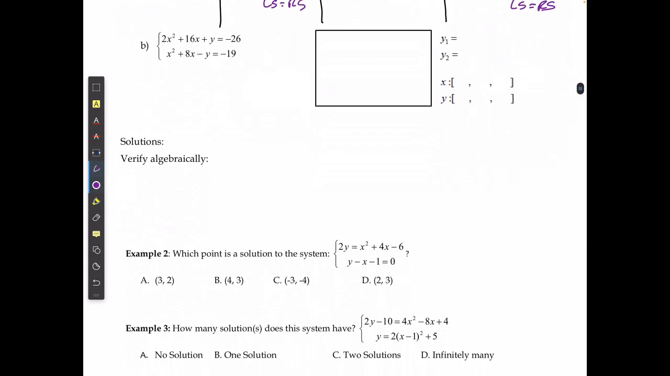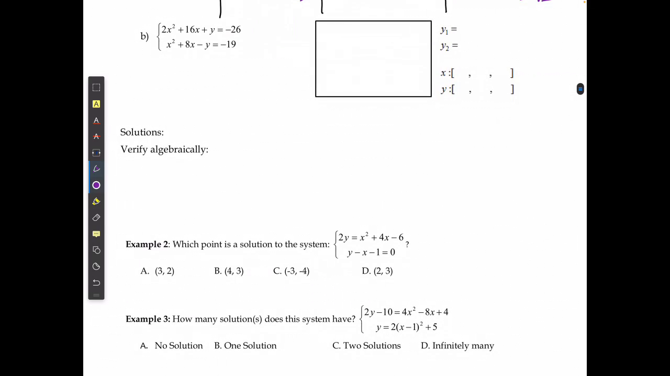In the second set, I have a quadratic-quadratic system. I'm still going to follow the same process. So I'm going to say this is going to be y1, and I'm going to start by isolating that. So I'm going to move everything to the other side, and I'm going to say that y is equal to negative 2x squared minus 16x minus 26. And that's what I'm going to be graphing in.